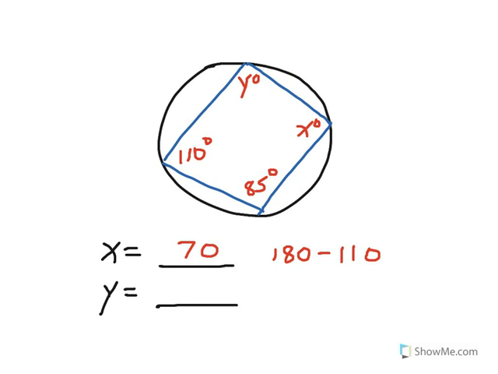And then y is opposite the 85 degree angle, and it has to be supplementary to that. So y is 180 minus 85 degrees, which is 95 degrees.